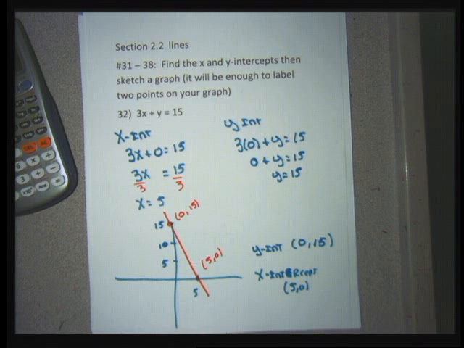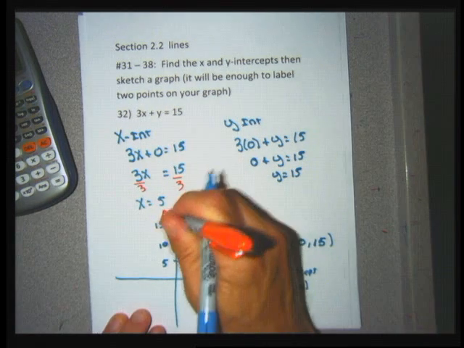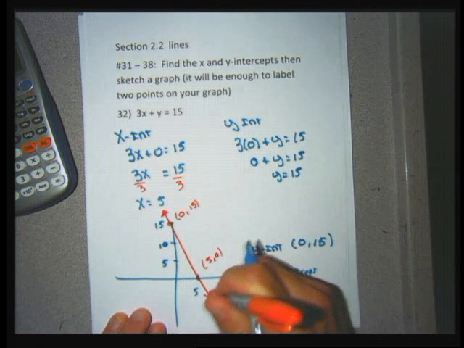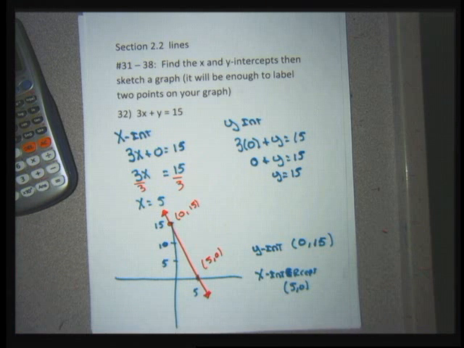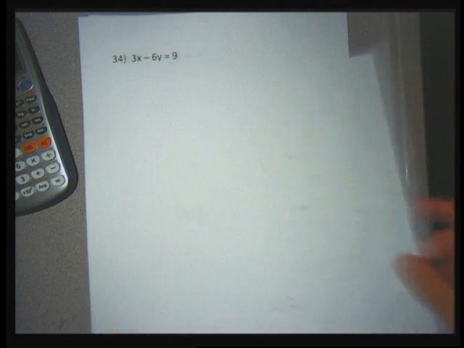A lot of times I get lazy. I draw my lines without arrows. It probably wouldn't be bad to put arrows at the end of your lines, because the lines go on forever and they don't end. That's all that 32 wants. It was pretty clean math, no fractions to plot, no negative numbers. It was as clean as we can get.